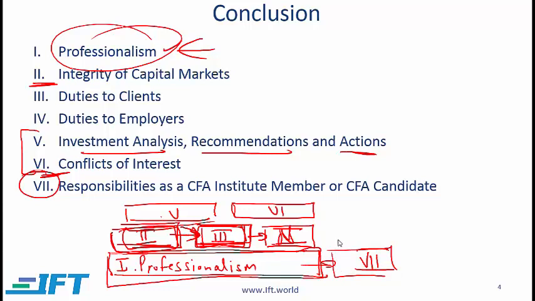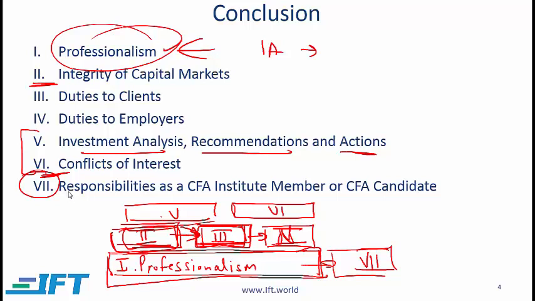Now, a few concluding remarks in terms of your exam. On the exam, you will not be required to know that standard 1A is professionalism or standard 4B is additional compensation arrangements or standard 5A is diligence and reasonable basis. However, I strongly encourage you to learn these standards, and you must know the definition of each of the standards. So for example, once you see the term diligence and reasonable basis, you need to know exactly what that means.